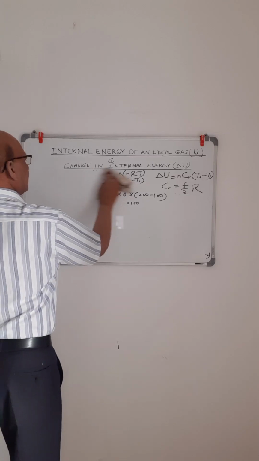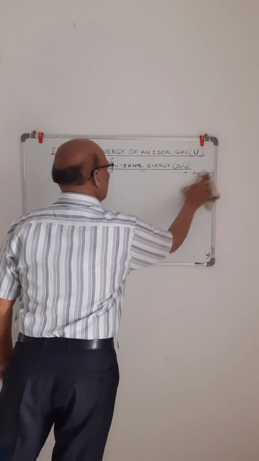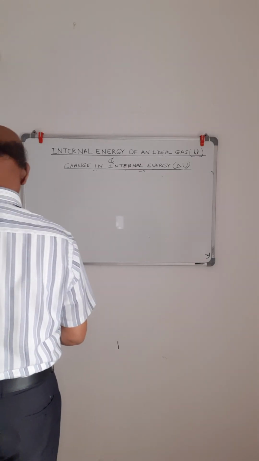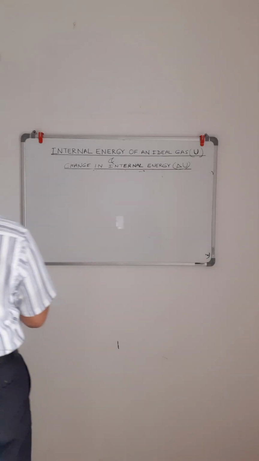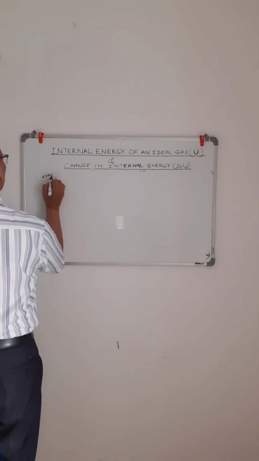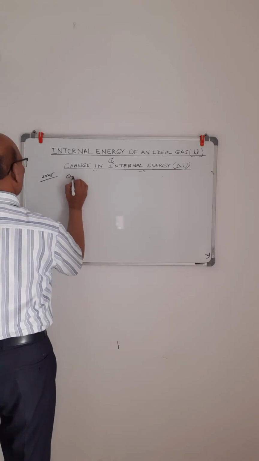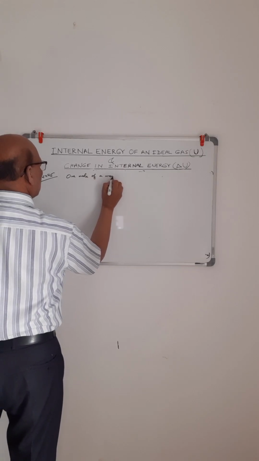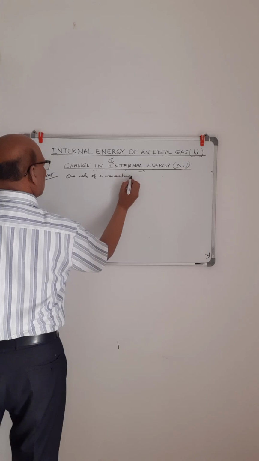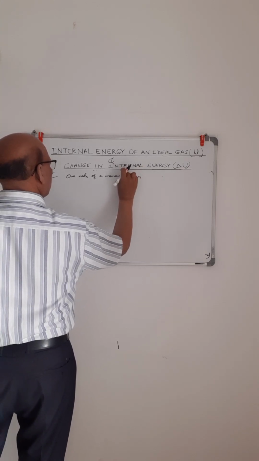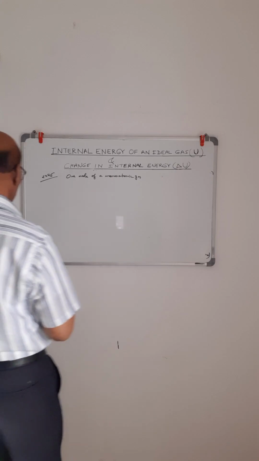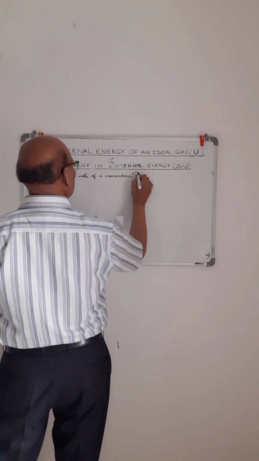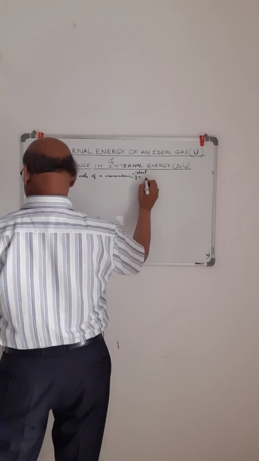One more example we will take, then we will wind up our session. This was asked in JEE 2005, and the question is: 1 mole of a monoatomic gas. We know that for monoatomic gas the degrees of freedom is 3. It is 1 mole of monoatomic ideal gas.